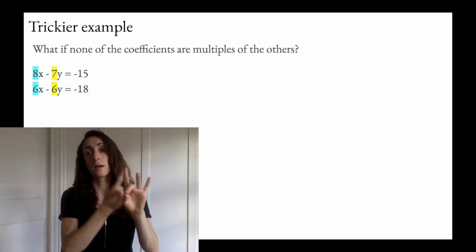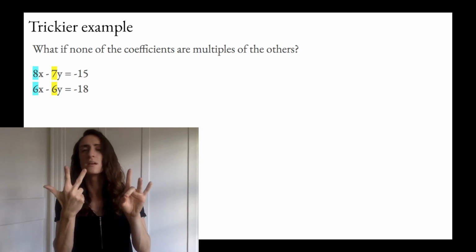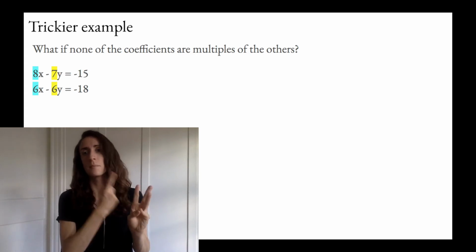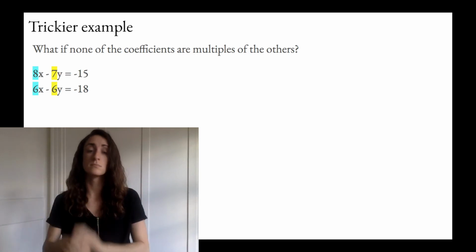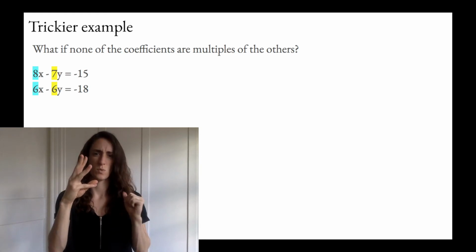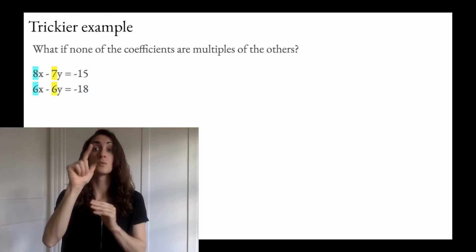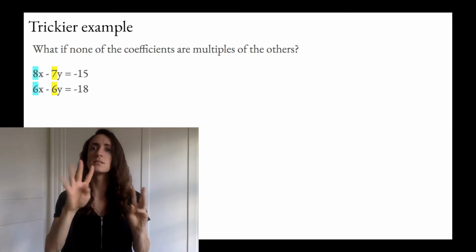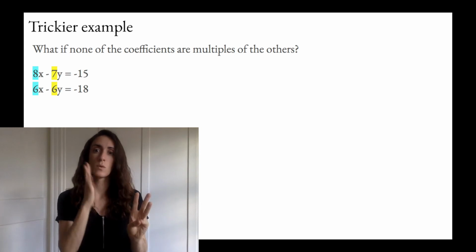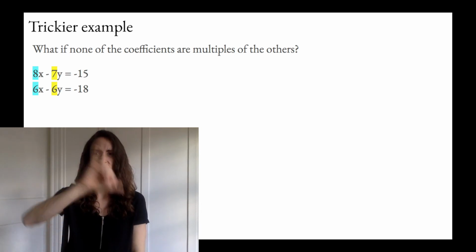So let's think about the multiples of 8. 8 times 1, 8 times 2, 8 times 3. When is the first time that a multiple of 8 is the same as a multiple of 6? What's their least common multiple? 8 times 2 is 16. That's not a multiple of 6. 8 times 3 is 24. That is a multiple of 6. 6 times 4 is 24. So 8 times 3 and 6 times 4 will give us the same coefficient, 24.